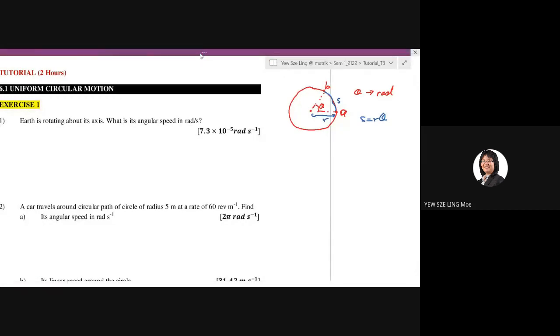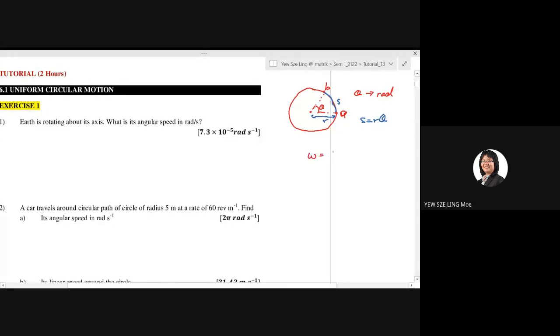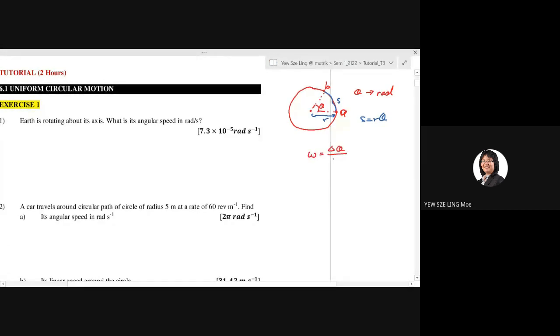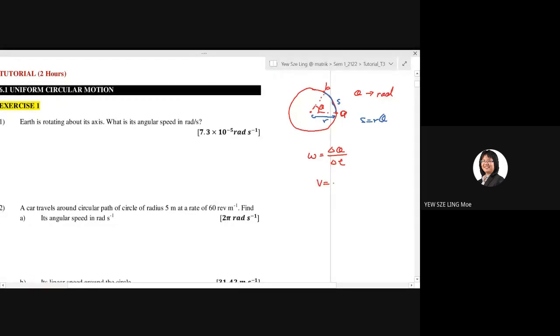From angular displacement, theta, we can then calculate the angular velocity, where omega equals the change in angular displacement over the change in time. And of course, you also have something called linear velocity. So from angular to linear, what are we going to do? We link them again by using R, which is v equals R omega.